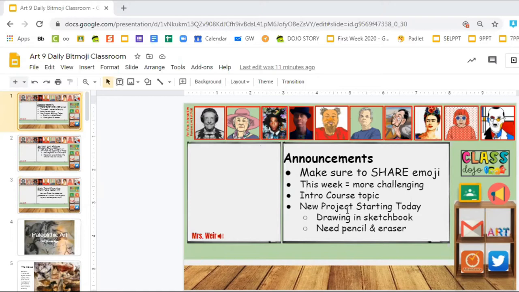The project this week is going to get a little bit more challenging. I'm going to introduce you to the entire year-long topic of this class. It is discovery in the studio arts, but we're discovering one thing in particular. And then the new project will start today. You're going to need a drawing or sketchbook or a plain white piece of printer paper, and you're also going to need a pencil and an eraser. If you do not have one of these, you really need to let me know either in chat or through email so that we can get you able to do this project.